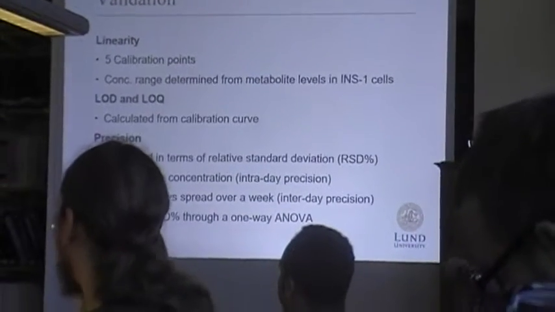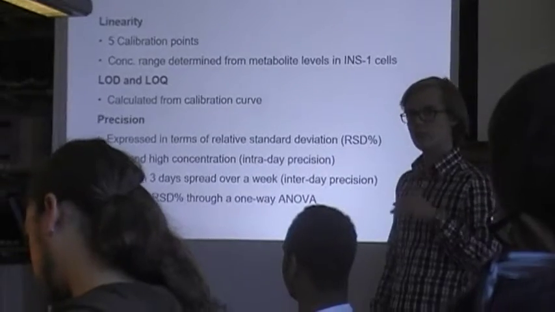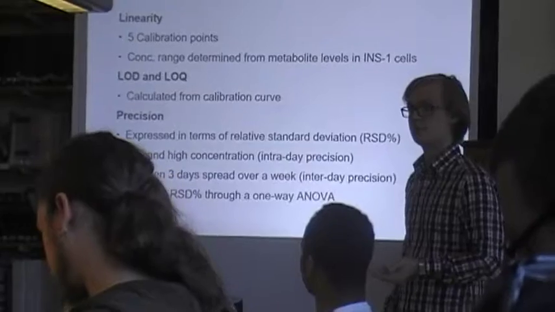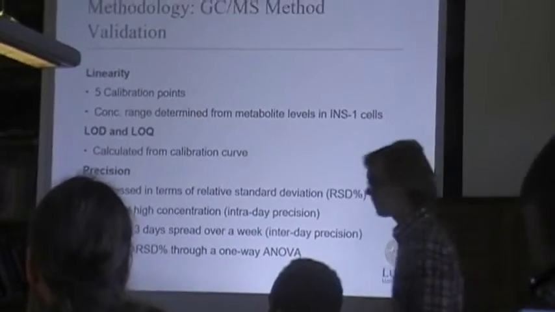For assessing interday precision, I would do 3 experiments spread across an entire week, in which I would calculate the relative standard deviation at low metabolite concentrations and high metabolite concentrations, and then compare that also through a one-way ANOVA.